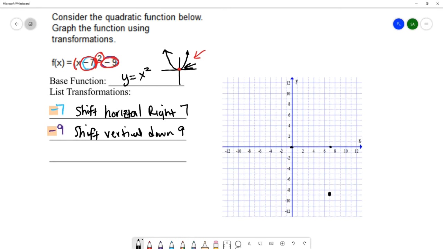We started out having an up-facing parabola, we'll continue to have an up-facing parabola. You would only turn it into a down-facing parabola if you had a reflection, which would be a negative. So we have an up-facing parabola, and that is the sketch of our quadratic function.